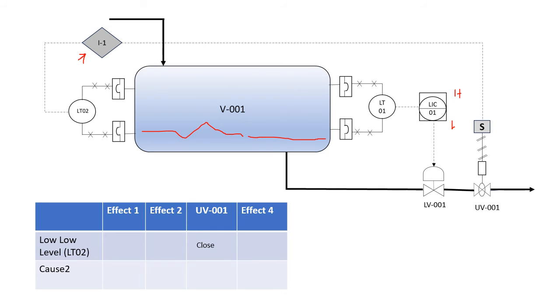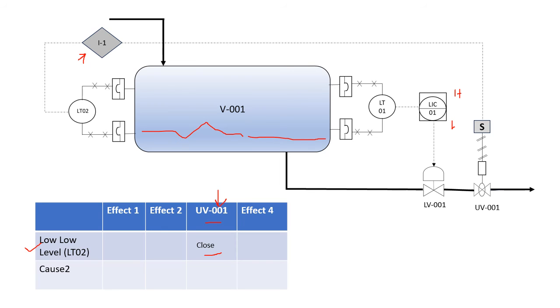So what is the cause in this case? The cause is low level, or LT02. And what is the effect in this case? The effect is UV001 needs to be closed. So this is how it is written. You can see this low level here we have put in the cause section, and what is the effect? The effect is this valve UV001, right? So UV001 gets closed, right?